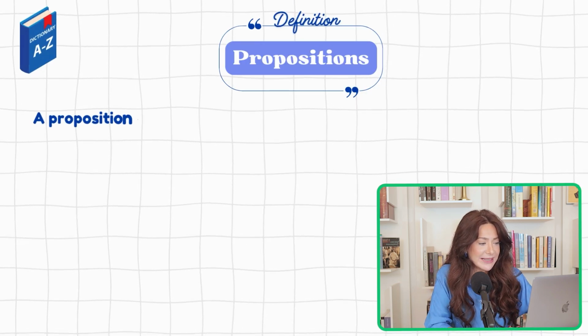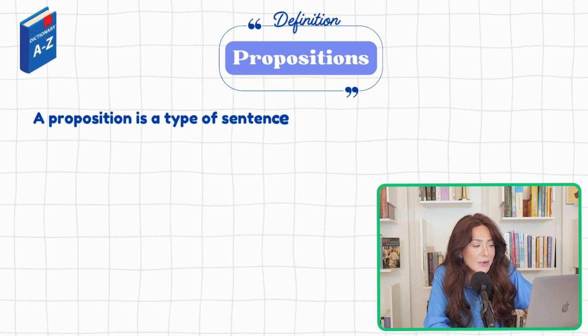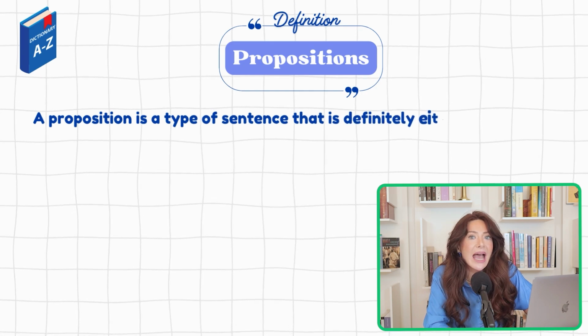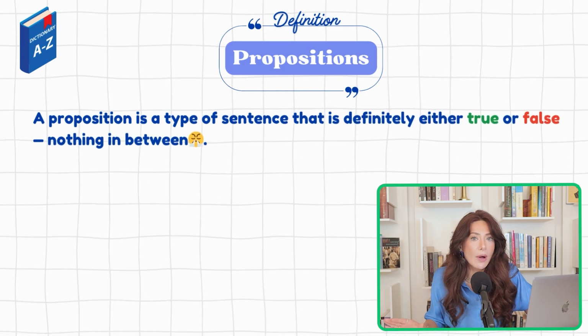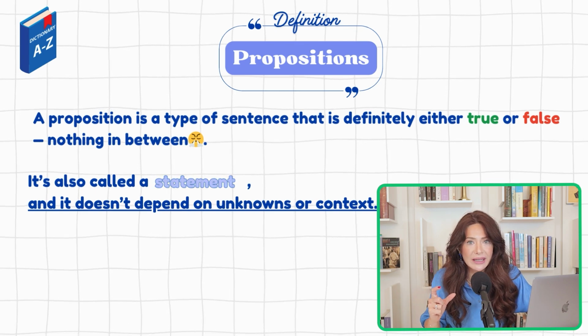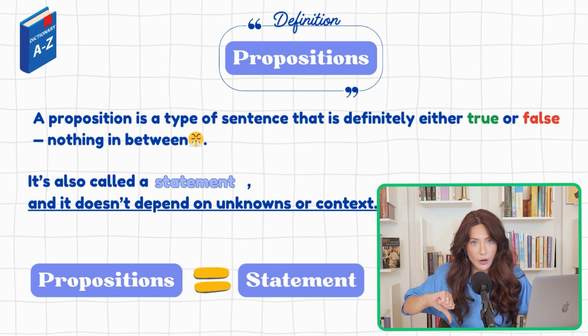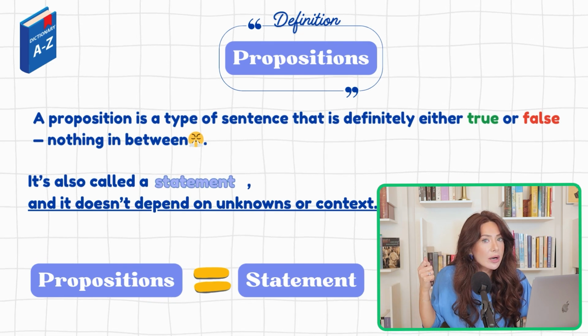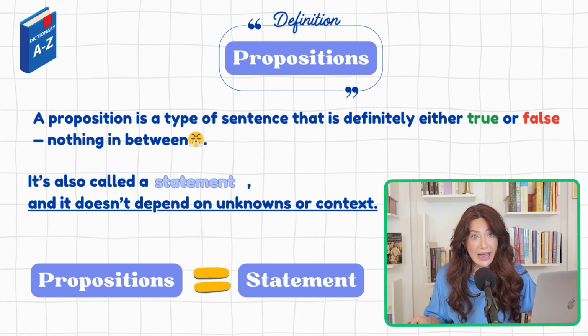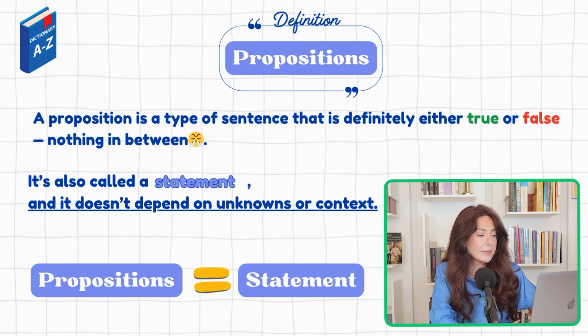Define what a proposition is. A proposition is a type of sentence that is definitely either true or false and nothing in between. There's no ambiguity. It's a binary thing. It can be either true or false, okay? It's either spin up or down, plus or minus, switch on or off. Either this or that. It can't be both, and it can't be anything in between.